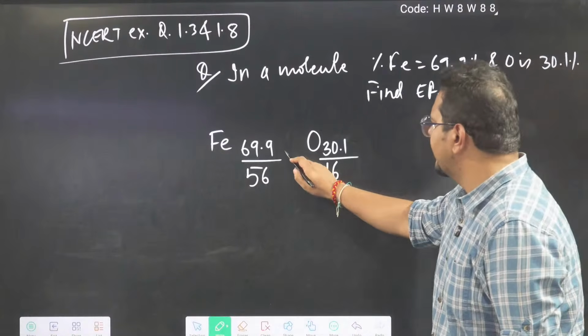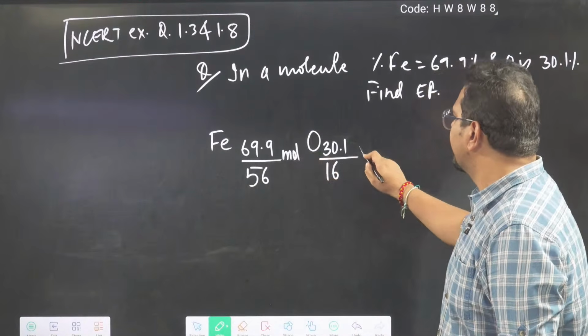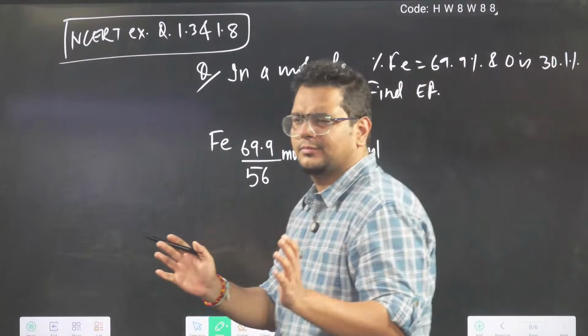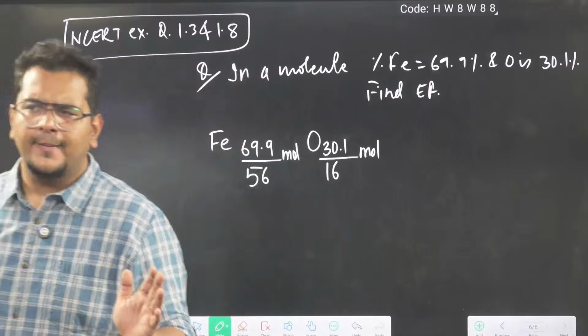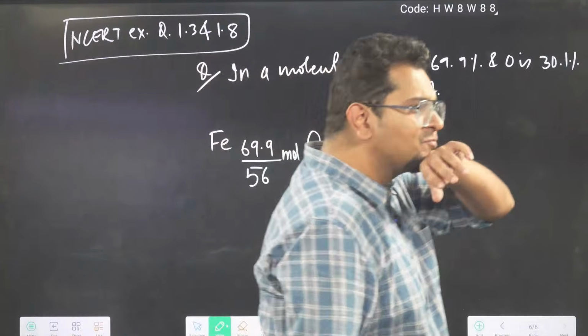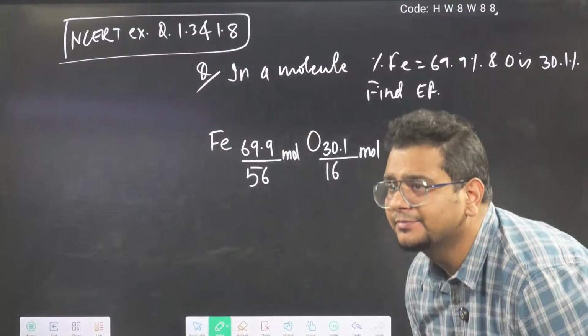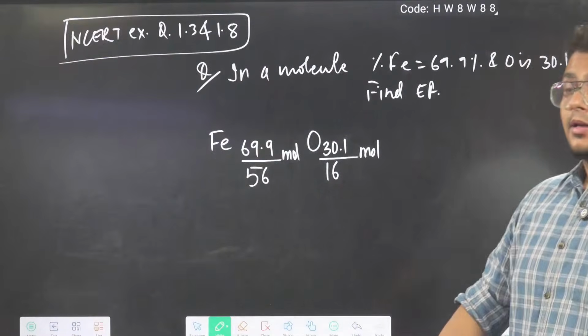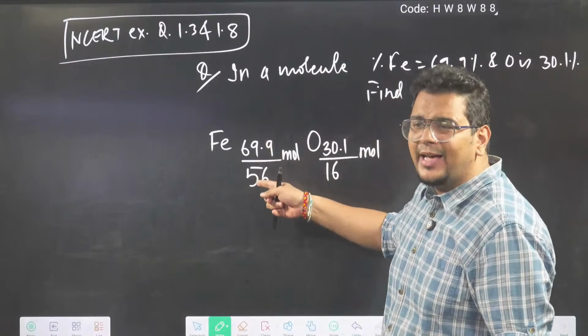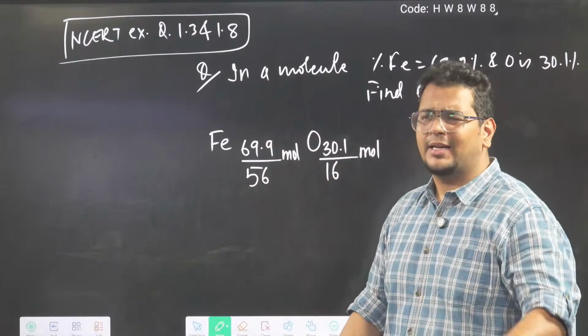I'm just finding their mole. That's all. Given mass by molar mass. This much clear, everyone? So if you solve separately, then 69.9 by 56 will be mathematically tough to do.